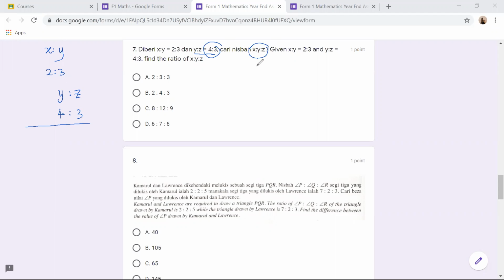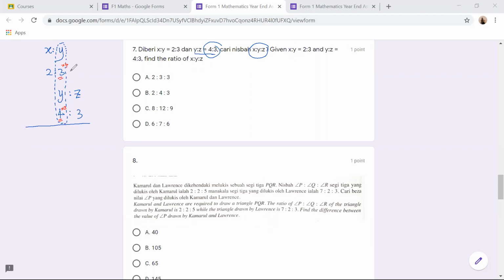Now we want to find x to y to z. So before you can find this one, you have to make sure the first set of ratio and the second set of ratio should overlap at the common quantity, and the overlapping point must have the same value. That means you need to find the lowest common multiple between the values given for the same quantity y. Now the y, one is 3, one is 4. Therefore, in order for us to make it equal, we find their lowest common multiple.